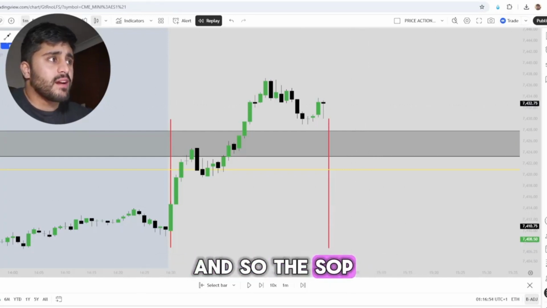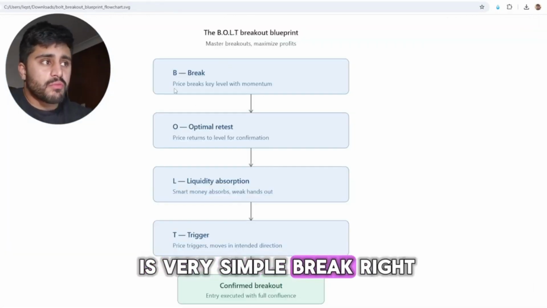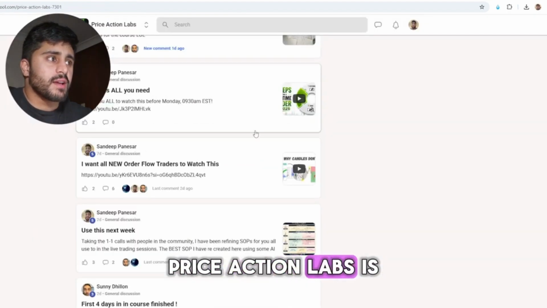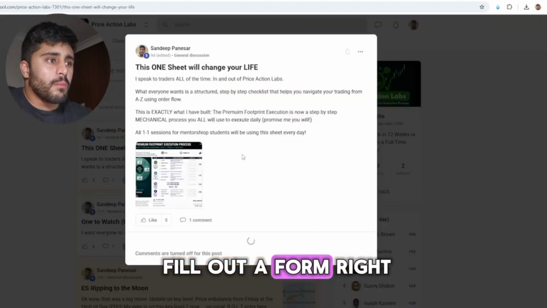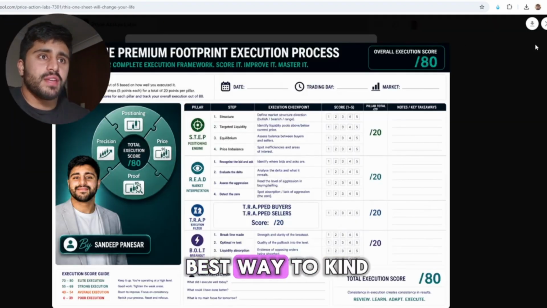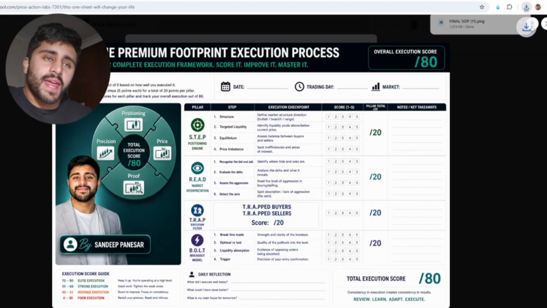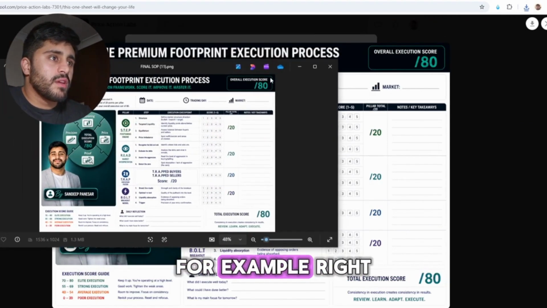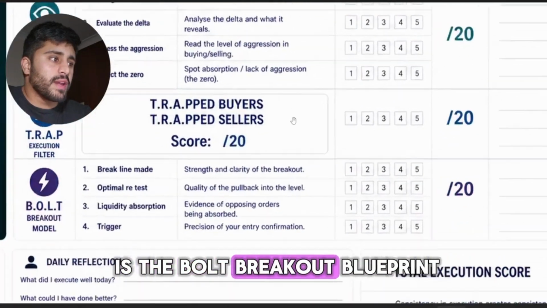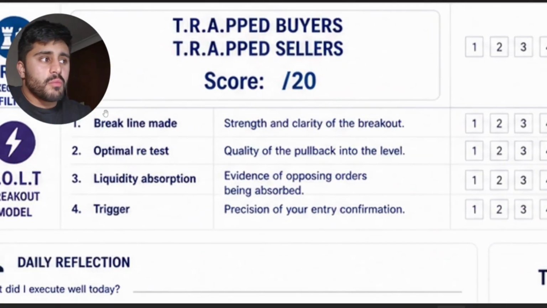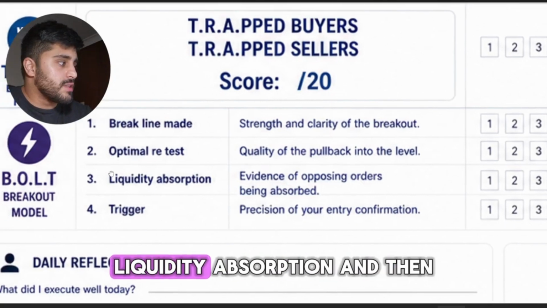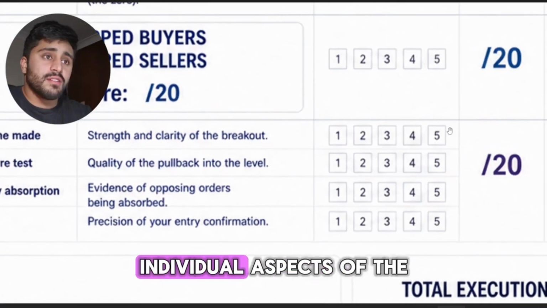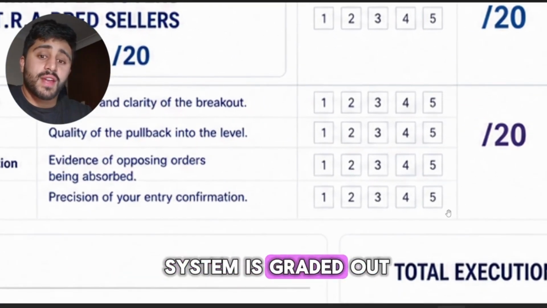And so the SOP that I use here is very simple. Break, right? This is the break. In fact, what I make traders do here at Price Action Labs is I will make them fill out a form, right? So this is the best way to kind of incorporate SOPs into your trading. So if we look here, for example, right, what we're looking at is the bolt breakout blueprint. So there's obviously 4 steps: break, optimal retest, liquidity absorption, and then you pull the trigger. And notice how each of those individual aspects of the system is graded out of 5.